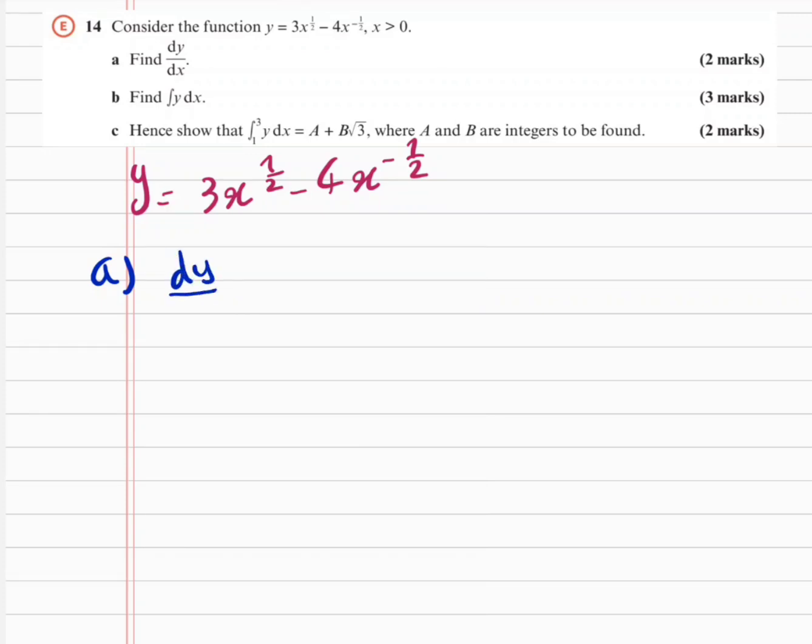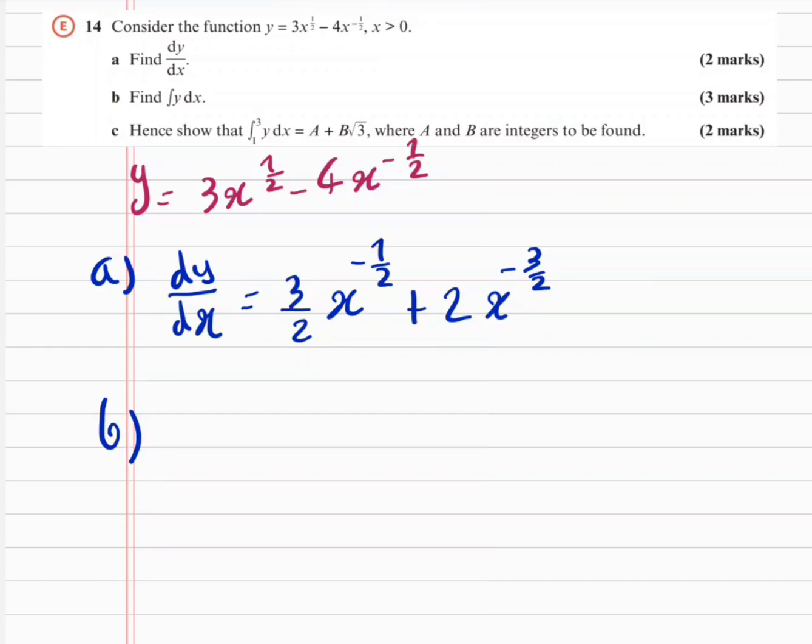So we want to differentiate this function and it's already written in the form x to the power of n. So we just multiply the power by the coefficient, and then the power of each term reduces by 1. So we have 3 times a half, which is 3 over 2 x to the power of minus a half, because a half minus 1 is minus a half. Then here we have plus 2x to the power of minus 3 over 2, because minus 4 times minus a half is positive 2. So that's the answer here, the value of dy/dx.